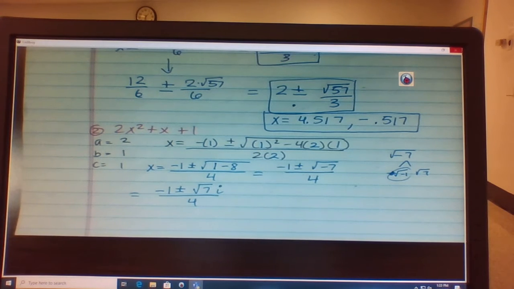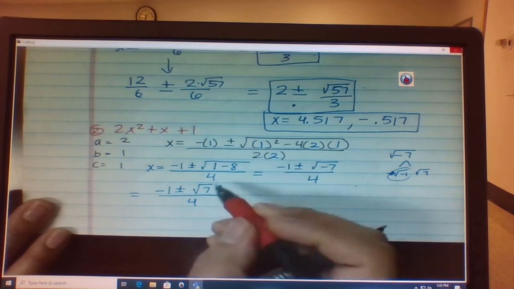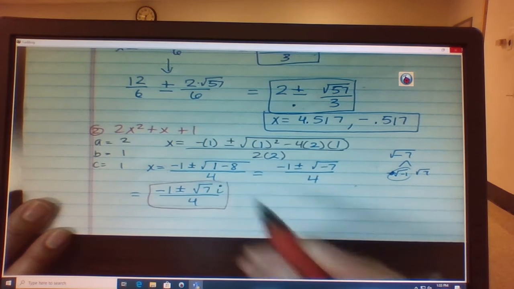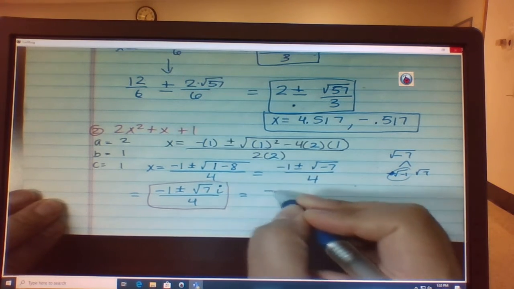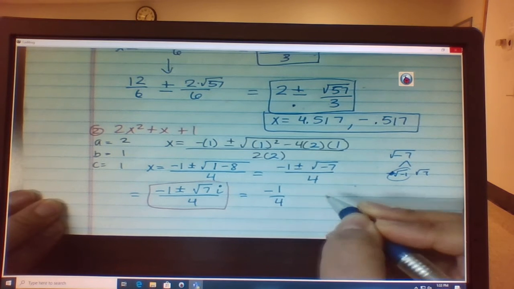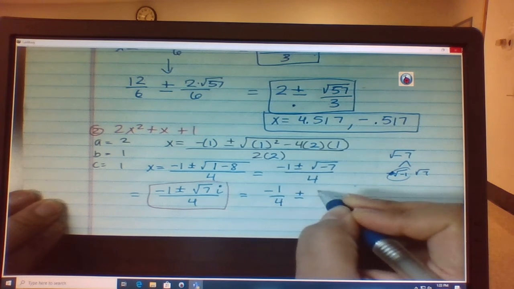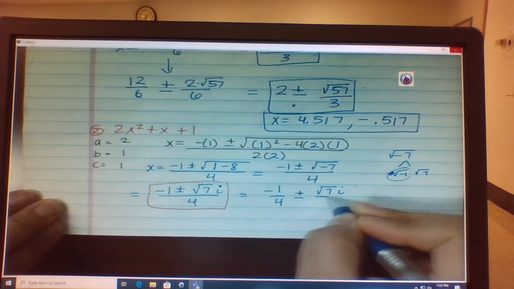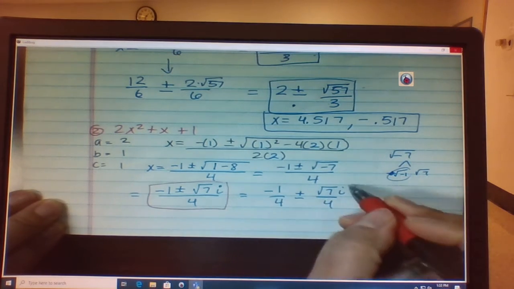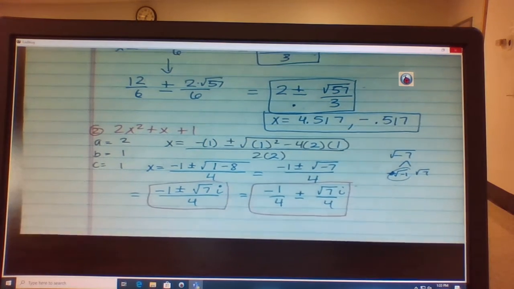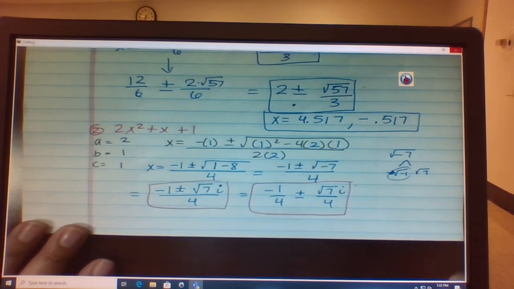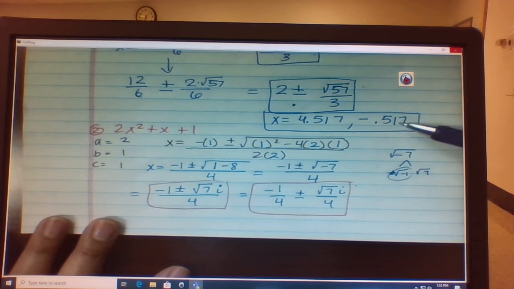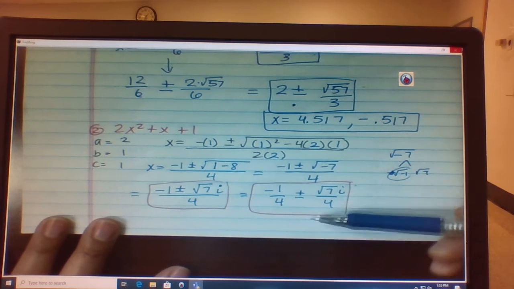You cannot really reduce this answer anymore. This is okay. Or if you want to rewrite it as 2 fractions, negative 1 over 4 plus minus the square root of 7i over 4. Either way is okay. If you had a question like this on MyMathLab, it wouldn't ask you to give me a decimal, because you cannot, because of the imaginary number.